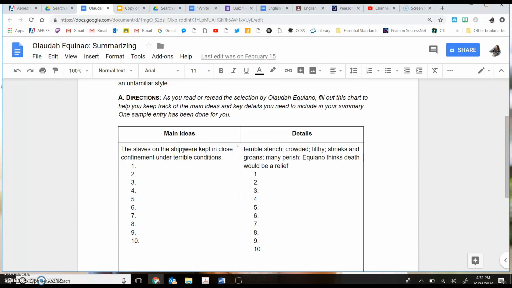And it says, the slaves on the ship were kept in close confinement and under terrible conditions. And then I wrote down a few details. Notice that my main ideas, this is a whole sentence, and my details are just a few words that stand out to me about what I read in the book. So you should have, like I said, a 10-sentence summary of your main ideas, and then about 10 different details that you picked up as you were reading through your summaries.